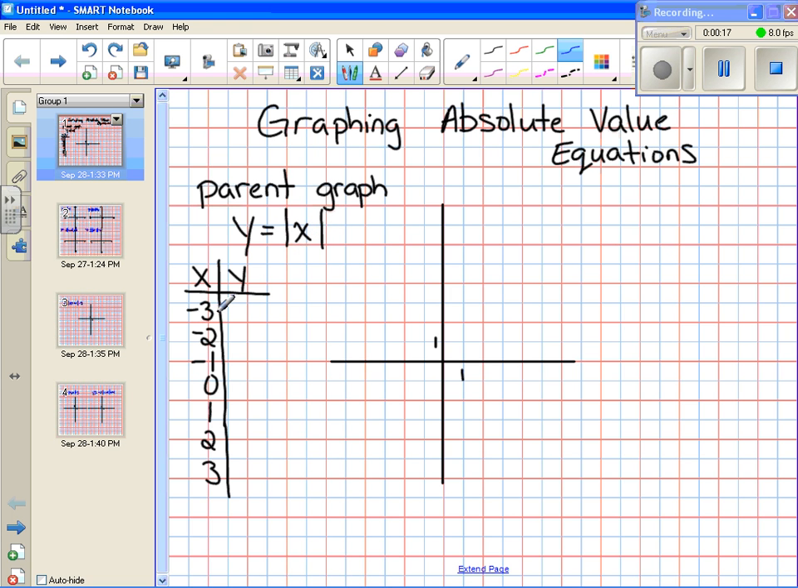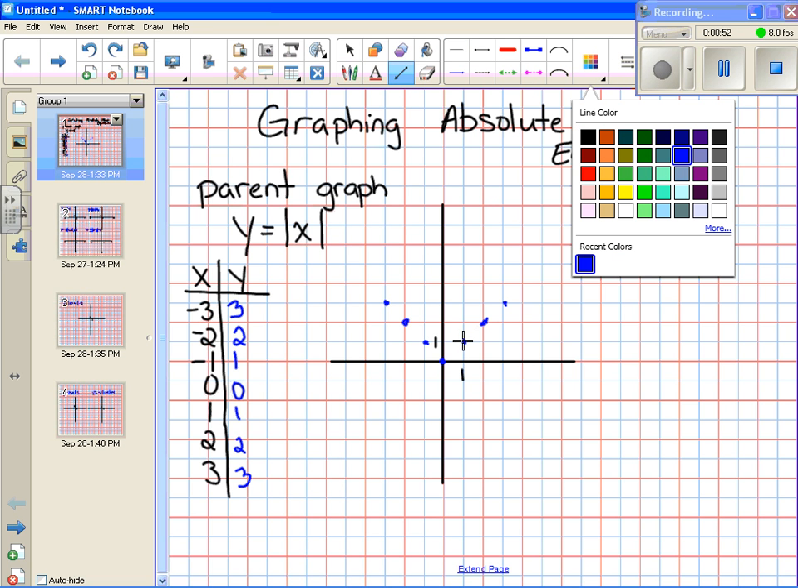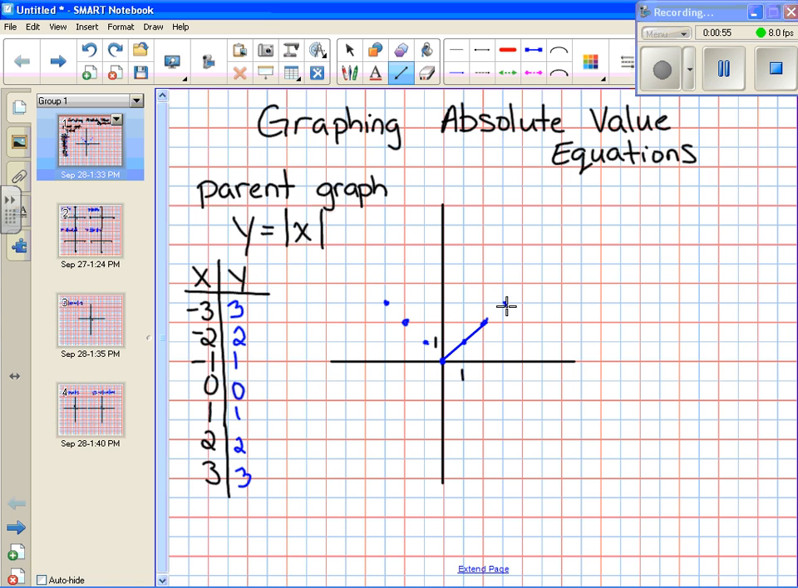If you substitute the values in, the absolute value of -3 is 3, the absolute value of -2 is 2, absolute value of -1 is 1, and continuing, we get these values. If you plot those points, (-3, 3), (-2, 2), (-1, 1), (0, 0), (1, 1), (2, 2), (3, 3), we get a graph that we could describe as V-shaped. So here is our graph for absolute value.